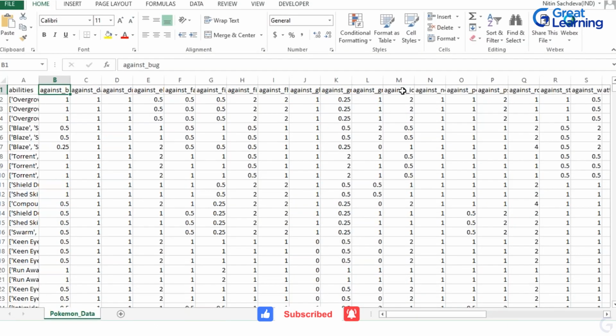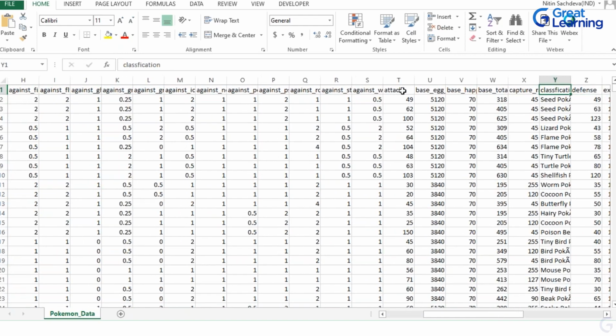Some other variables which are there, you can see against ice, noise, the normal, the poison, the psychic, the rock, steel. So we have all the variables being here. Apart from that, there are the hatching steps that we mentioned, how many steps it takes the Pokemon to hatch an egg. These are given.